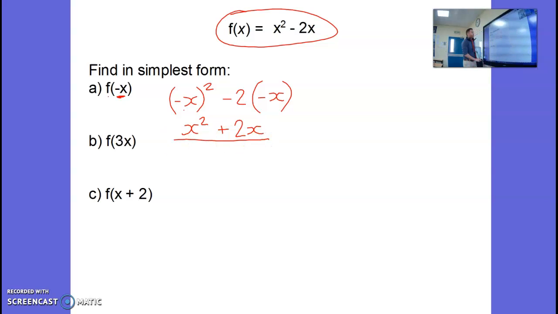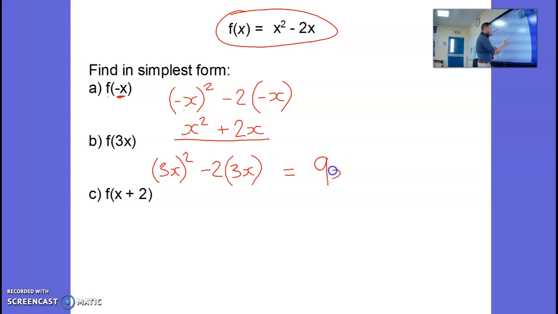Next one, f of 3x. So again, brackets around the thing I'm entering, 3x squared, minus 2 lots of brackets around the thing I'm entering. And with this one, 3x squared, well, 3x times 3x is 9x squared. And then minus 2 times 3x is minus 6x.